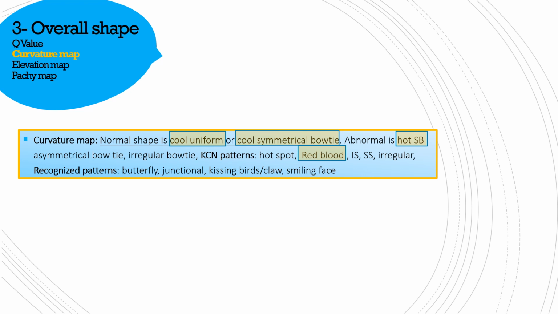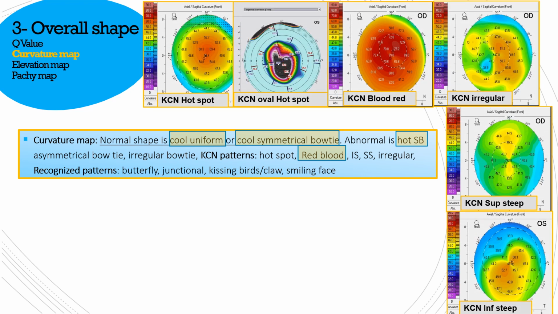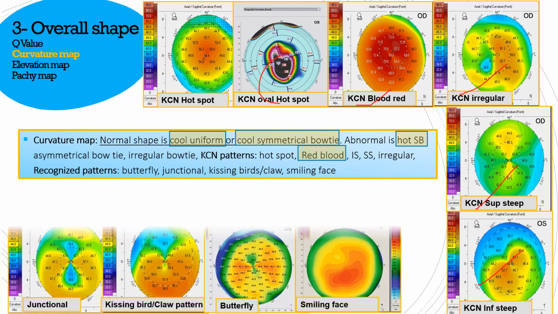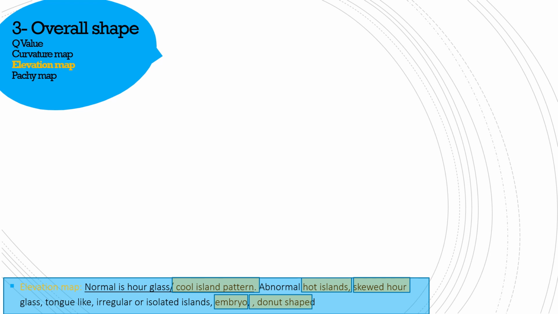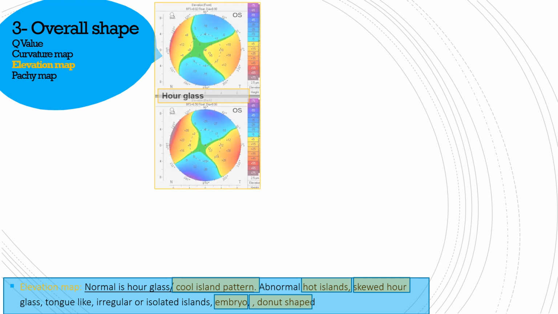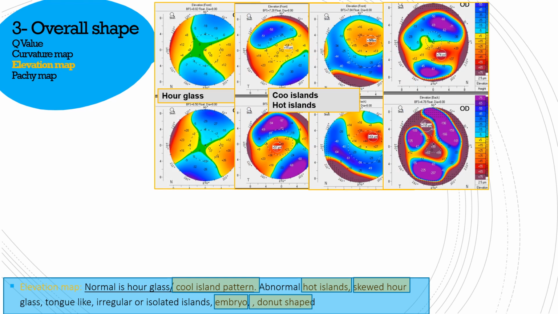Then you need to look for the other shapes like the keratoconus types, hot spot, oval hot spot, red blood, irregular, superior steep, inferior steep, and you look for the other recognized patterns. All these tell you that there may be an abnormal cornea. Then you don't only look for the curvature maps, you need to look for the shape on the elevation map, and this is the normal hourglass appearance.